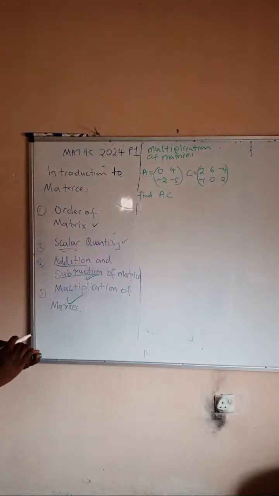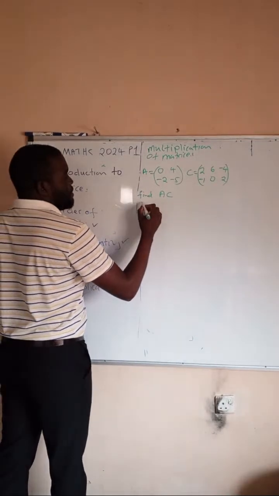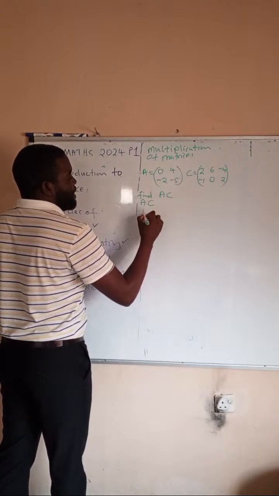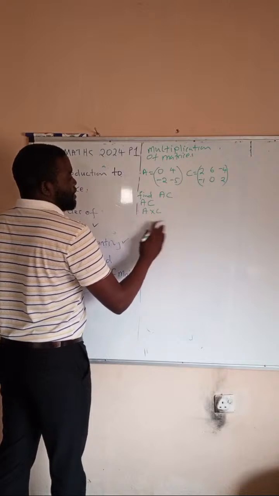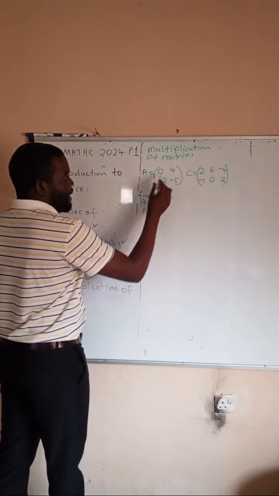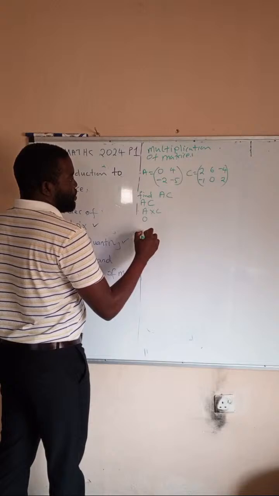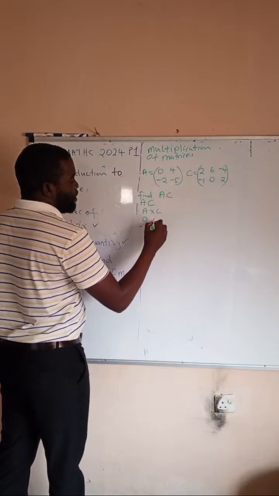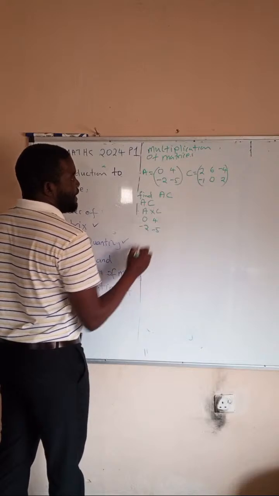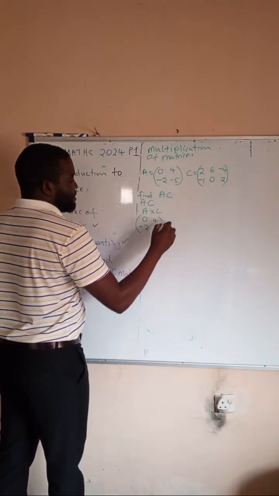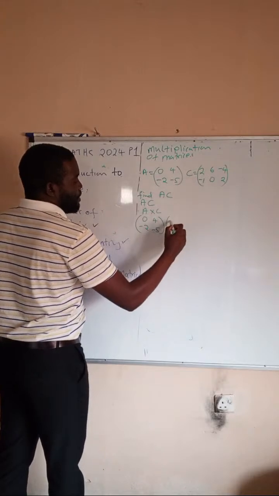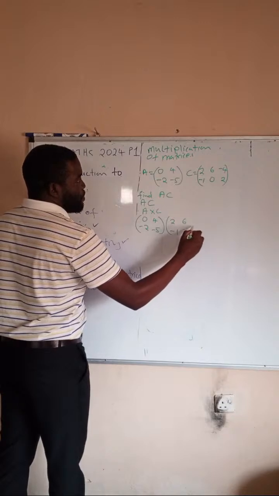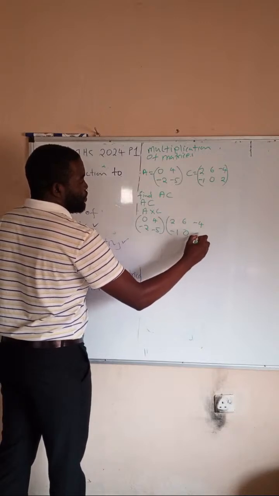How would you multiply? AC simply means A times C, so you multiply these matrices. What is my A? 0, negative 2, 4, negative 5. You put it like this, and you're multiplying it with C, which is 2, negative 1, 6, 0, negative 4, 2.